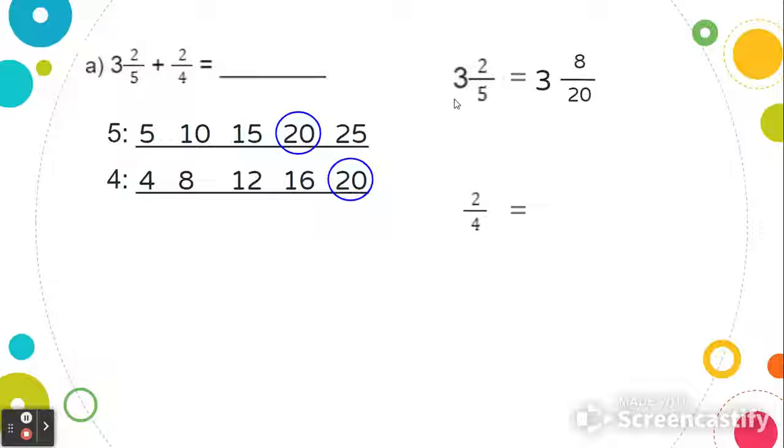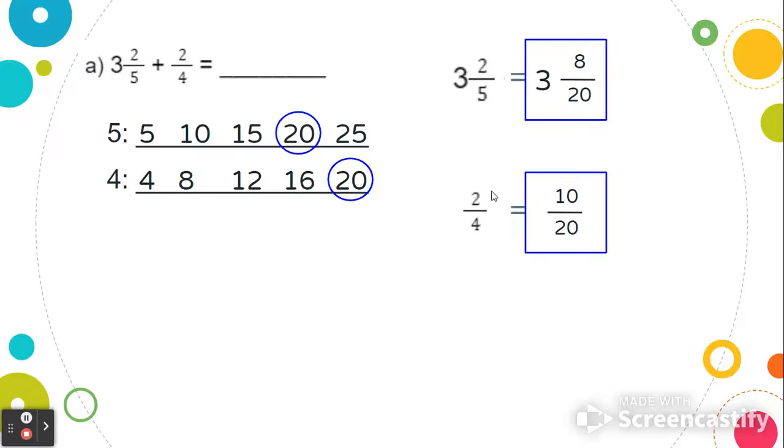Next, we have 2 fourths. We are going to rewrite this so that the denominator is also 20. Let's ask ourselves, what do we multiply by 4 to get 20? Well, 4 times 5 equals 20, so we want to multiply by 5 on the top as well. 2 times 5 is 10. So 2 fourths is equal to 10 twentieths. We've now created our equivalent fractions.